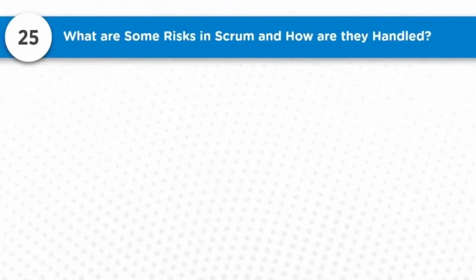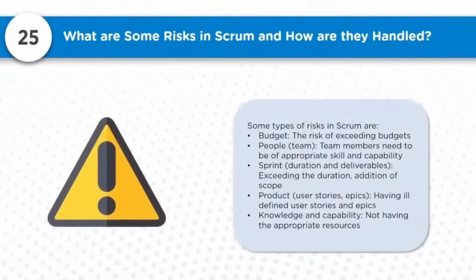What are some risks in Scrum and how are they handled? First of all, we should know what risk is. Some types of risk in Scrum are related to budget, people, sprint, product, knowledge and capability. When we say budget, it is the risk of exceeding the allocated budget, looking for more variations. I estimated for X, it is going like X plus delta X. Can we control it? We need to look at that. You need to assess that risk, and when and how the cost can escalate.